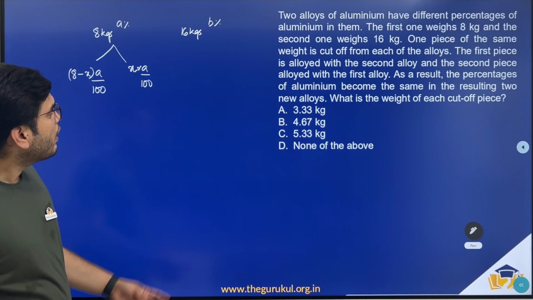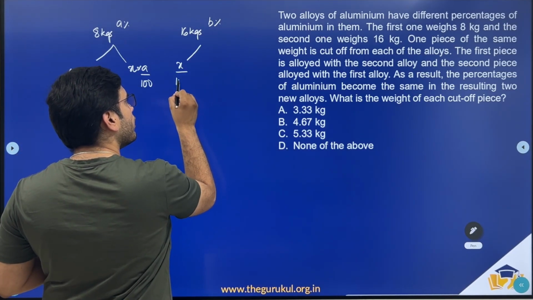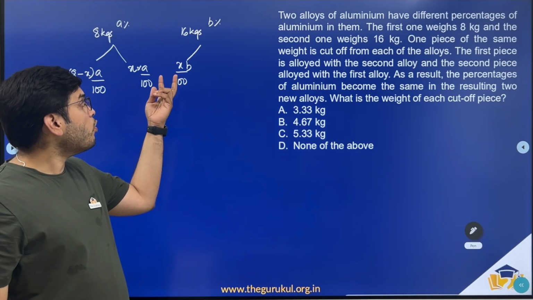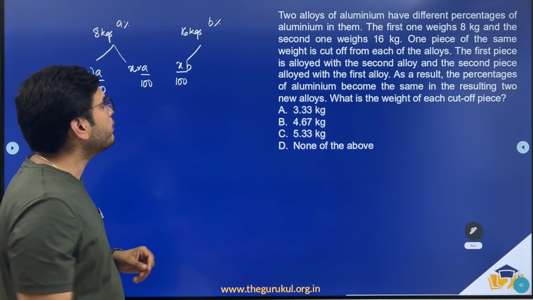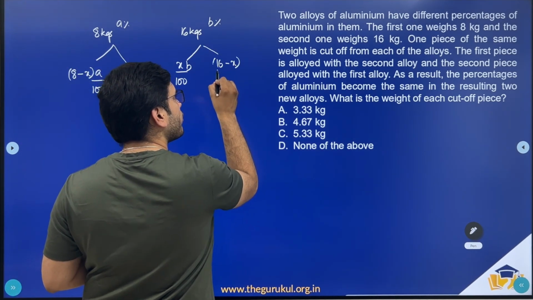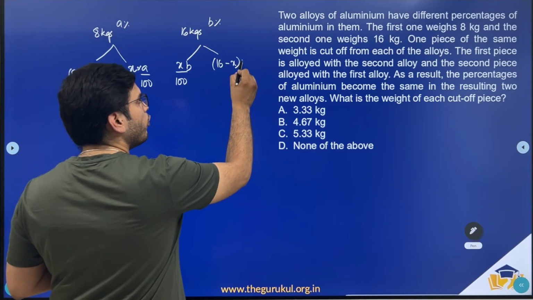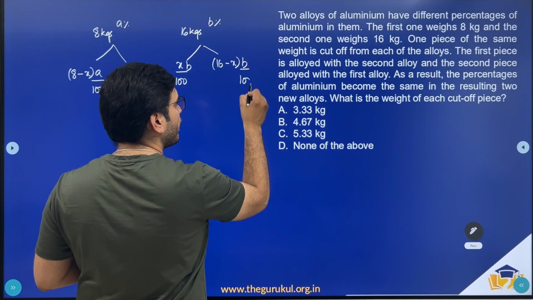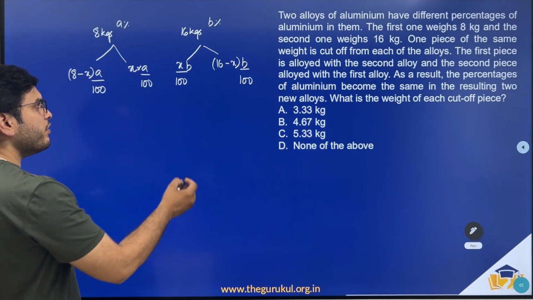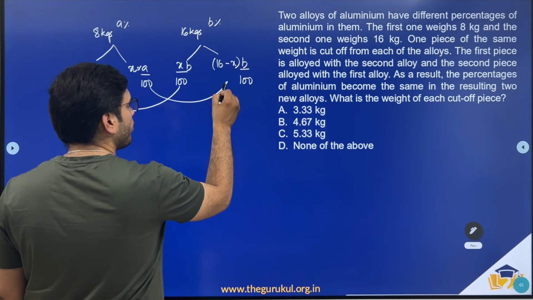Now similarly, from this 16 kgs piece, again x kgs is being cut. So the amount of aluminium would be x into B by 100, and you're left with 16 minus x kgs of piece, in which the amount of aluminium would be B by 100. Now the first piece is alloyed with the second alloy and the second piece is alloyed with the first alloy. So these two are mixed and these two are mixed.